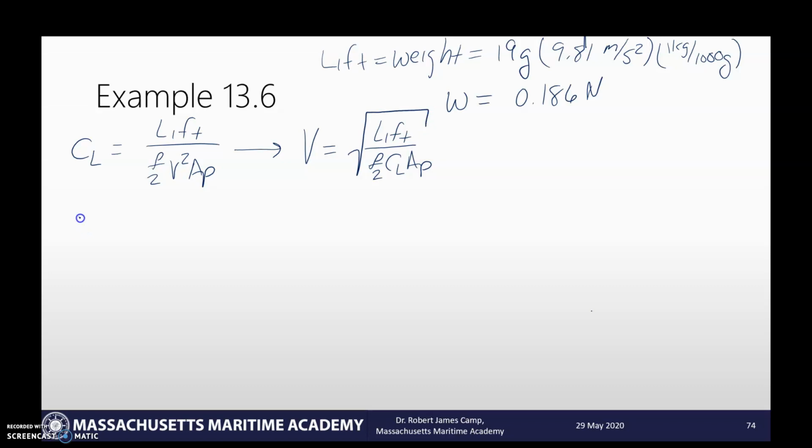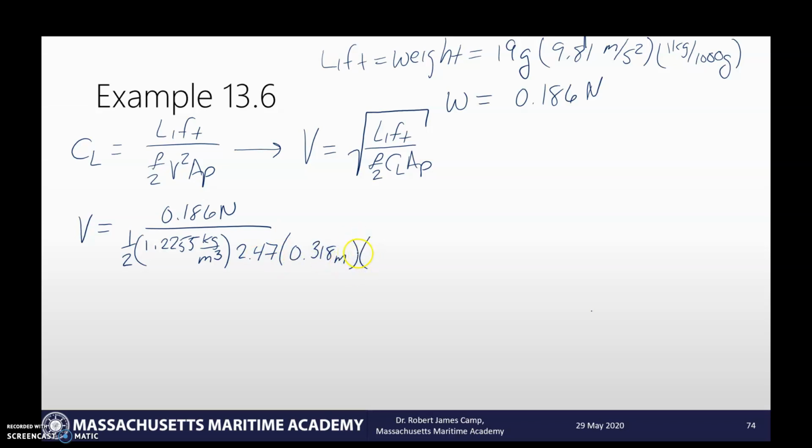So in our situation, velocity is going to be equal to 0.186 newtons divided by 1.2255 kilograms per cubic meter. Don't forget our half in there. Our coefficient of lift, which was 2.47. And then our planform area, 0.318 meter times chord length of 0.043 meter. And we're going to take the square root of all of that.